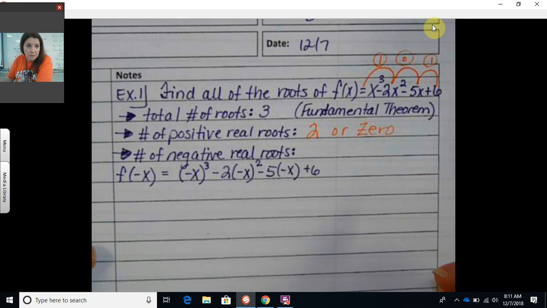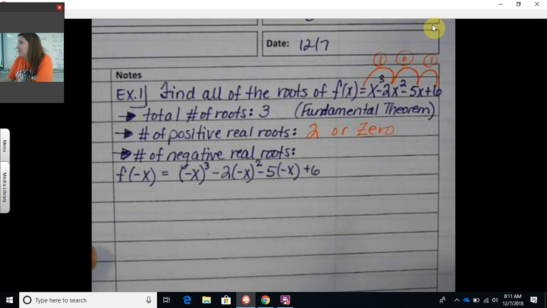Now when you raise a negative to an even number, negative times a negative is a positive. Negative times a negative times a negative times a negative is a positive, right? So a negative raised to an even power changes the sign.